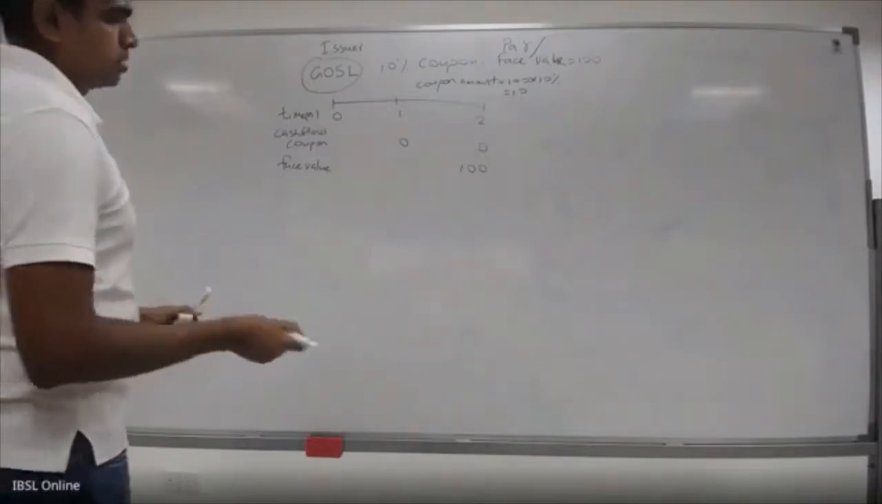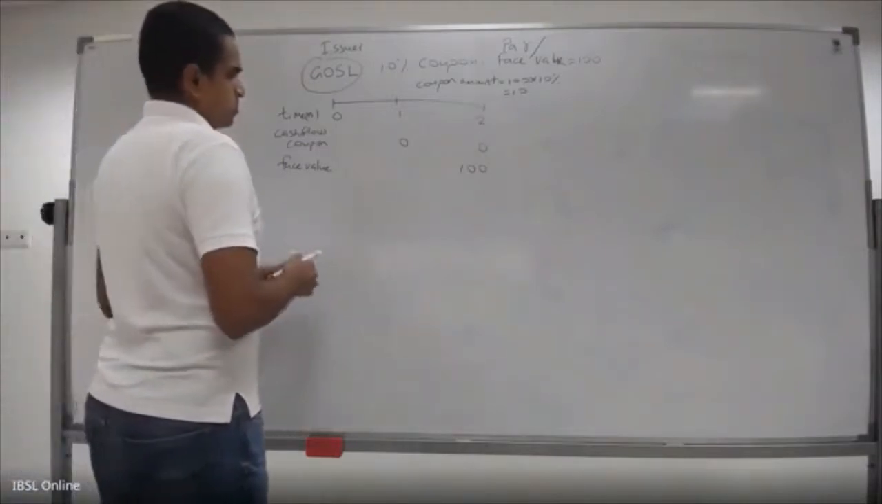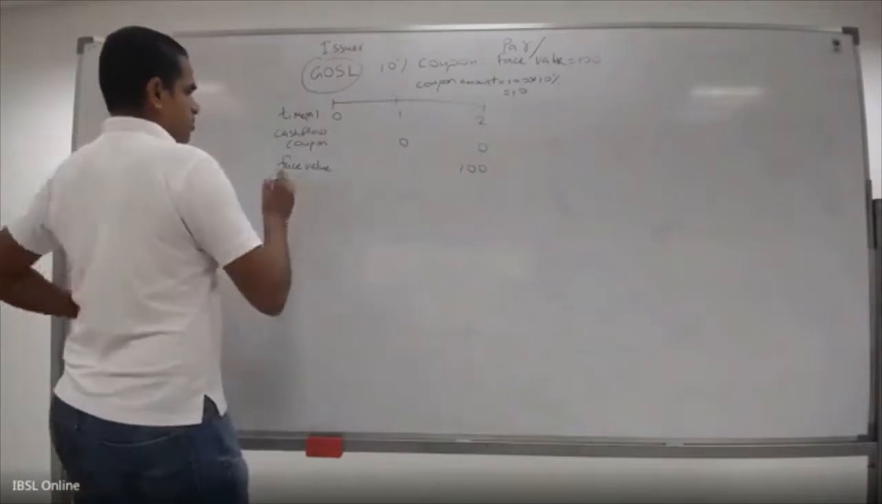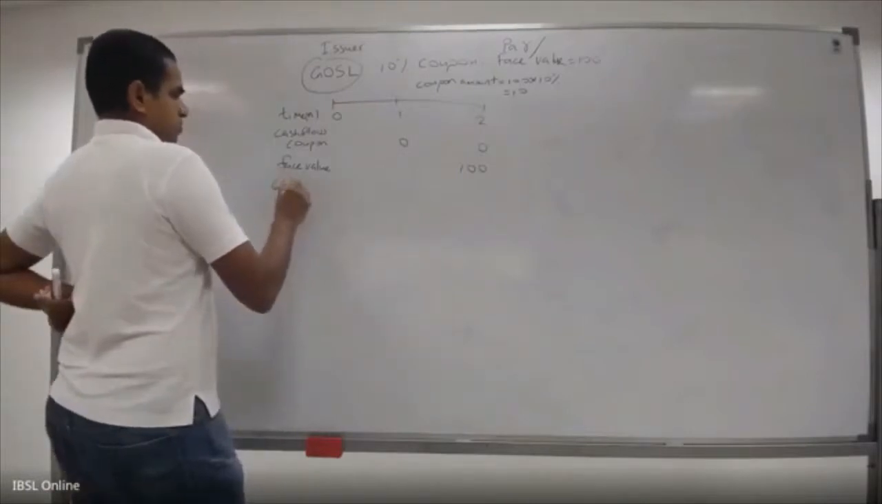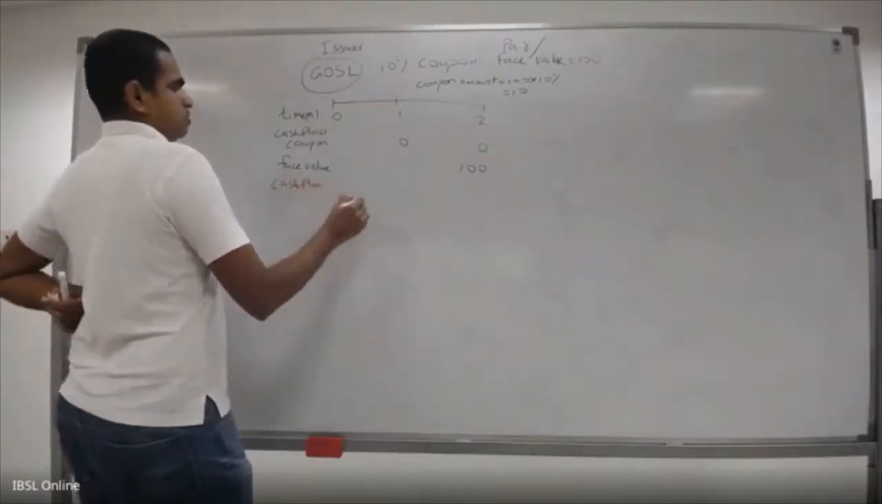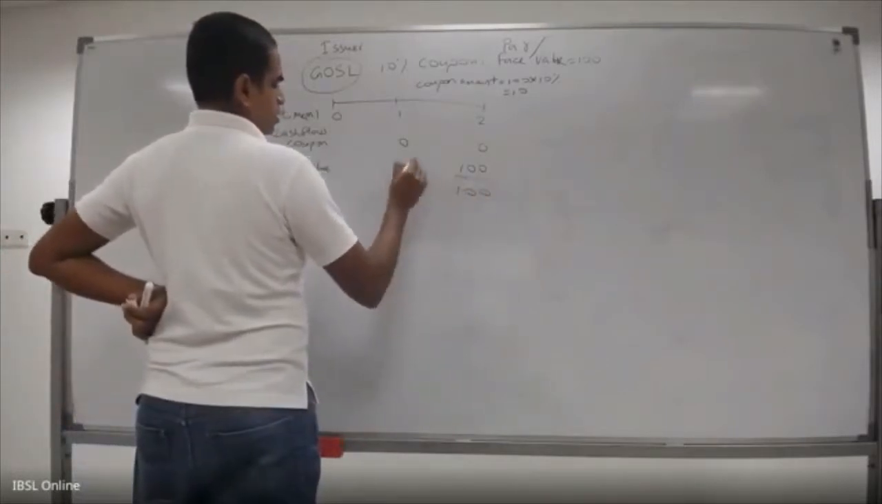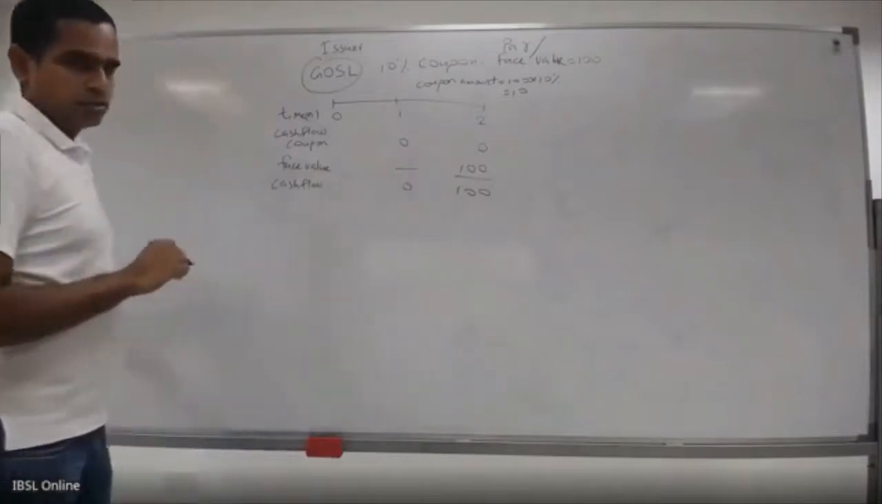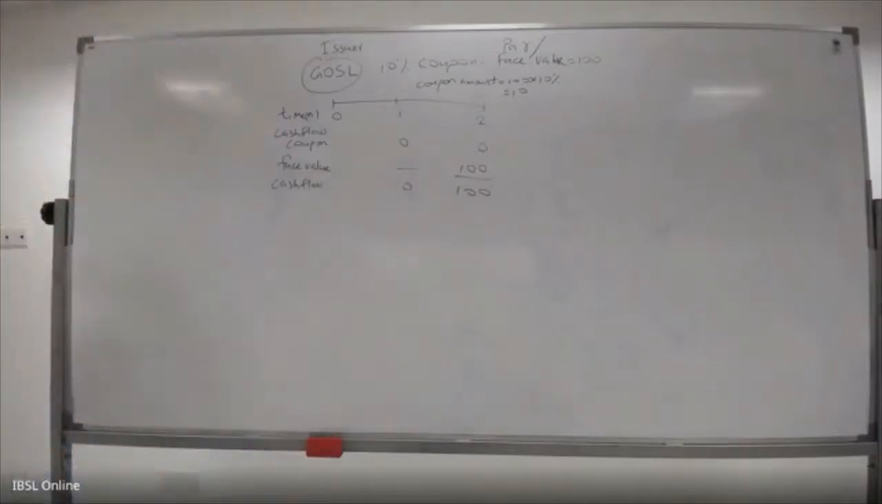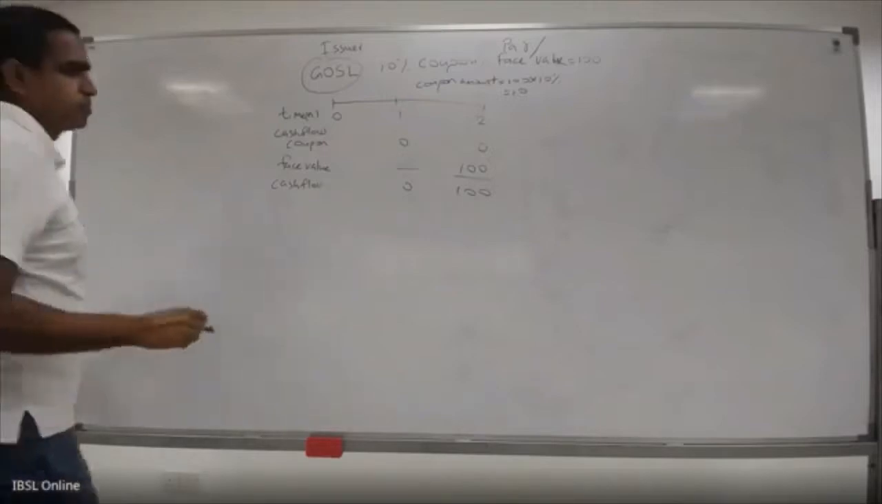Now, what does that mean? Look at the cash flows. Here it is 0, and here you have 100. So no further cash flows. There's only one cash flow, which is your face value at maturity.